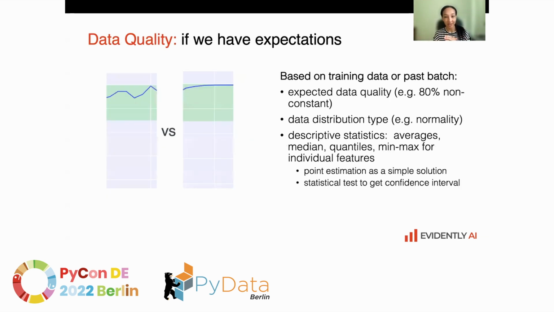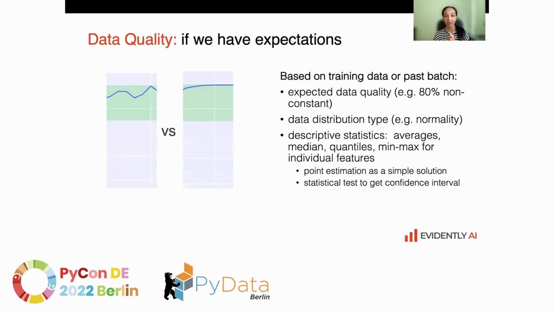When you have reference data, it's much easier because we can compare, right? So we can take the data from the training stage, or we can use the previous model batch, and we can compare our current data with this reference data. So here we can easily compare distributions and other statistics. For example, some descriptive statistics like means, medians, quantiles, min-max between features from reference and current, right?